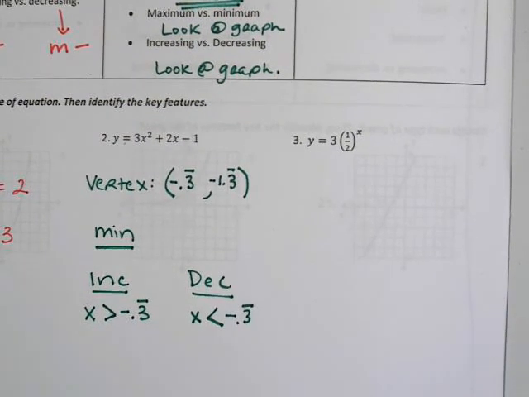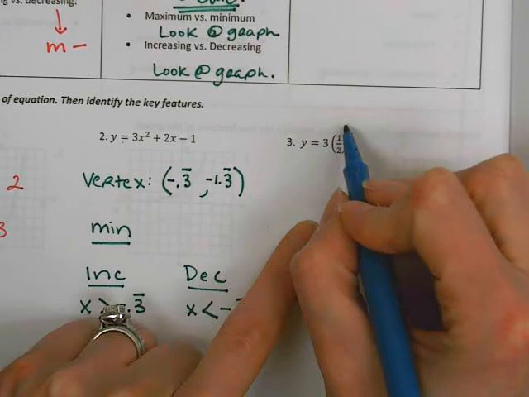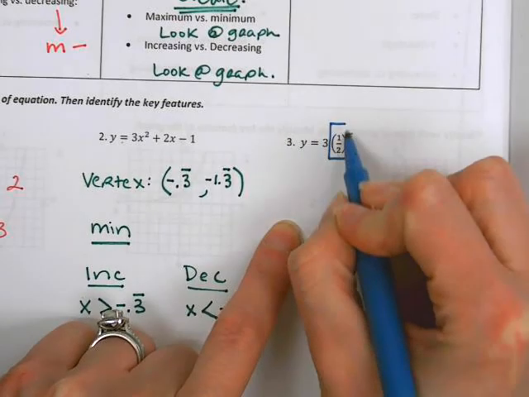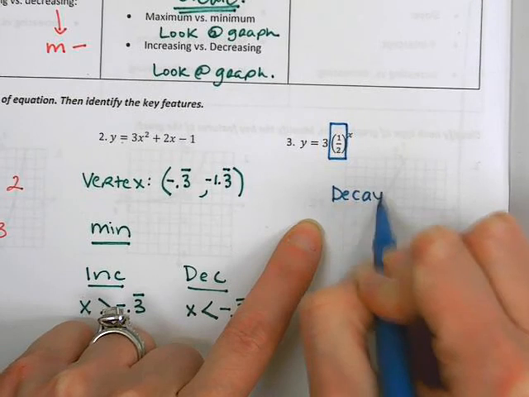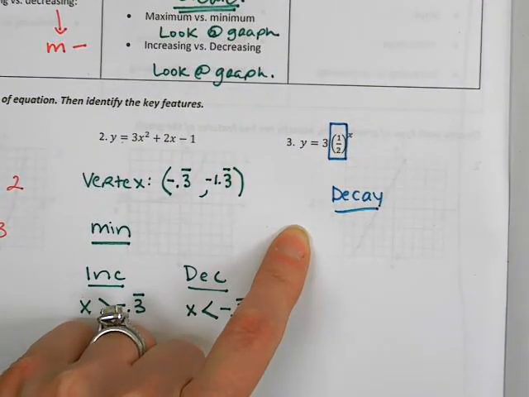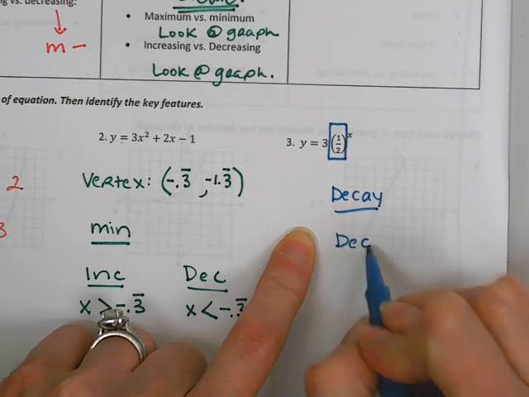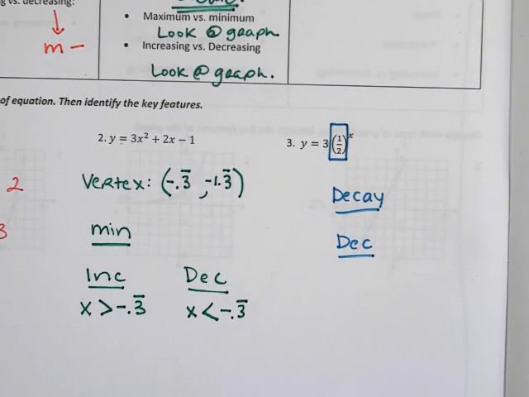And then number 3, we need to say if it's growth or decay. Well, let's see. The b value is smaller than 1, which means it's a decay. And if it's a decay, it's automatically decreasing. So that one's really easy.